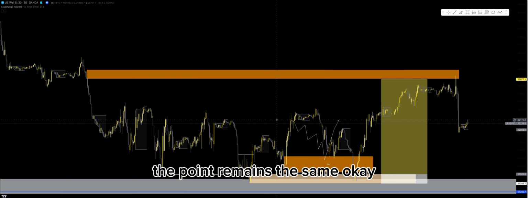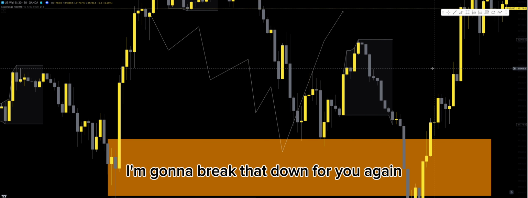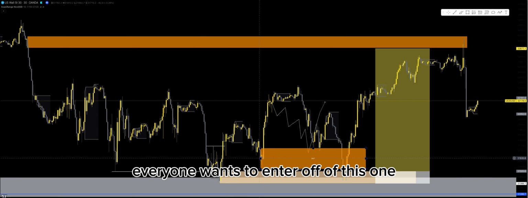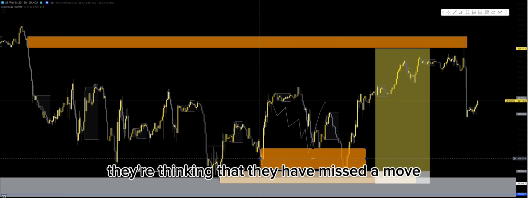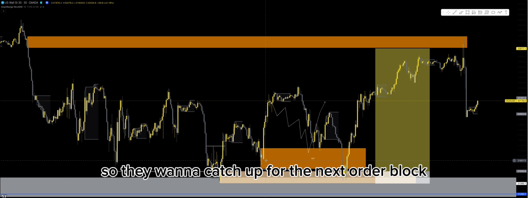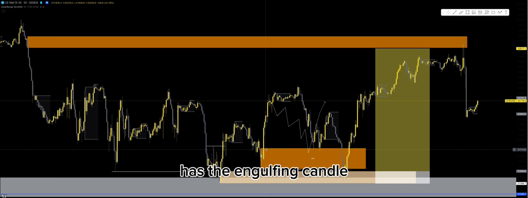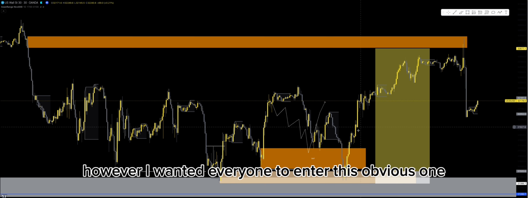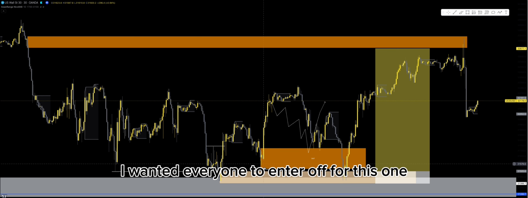The point remains the same. I'm going to break that down for you lot again. What happens over here is everyone wants to enter off of this one because they think the extreme one is no longer valid. They're thinking that they have missed a move, so they want to catch off of the next order block that's valid, essentially, because it has everything that's necessary. It has the engulfing candle, the imbalance that needs to be filled, the liquidity and whatever. However, I wanted everyone to enter this obvious one because this order block looks too clean right here.